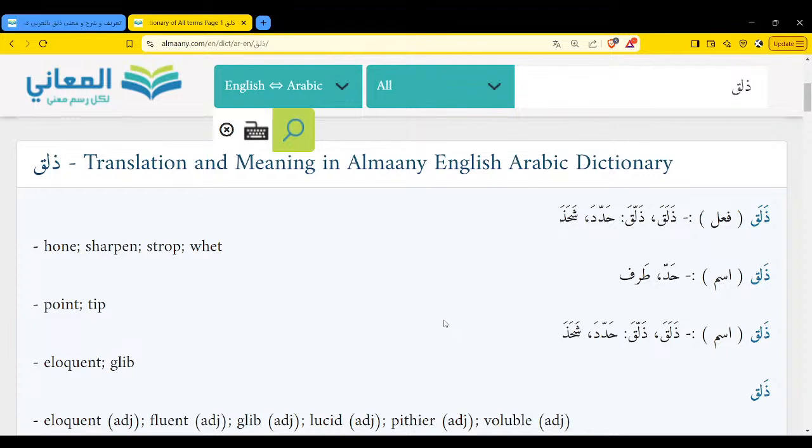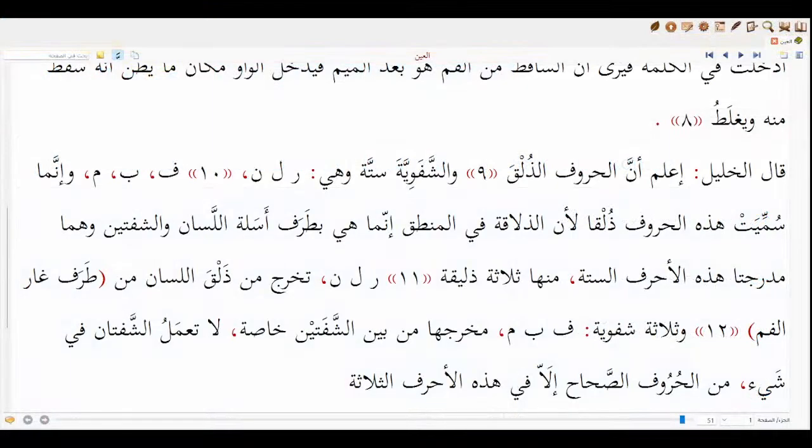It literally means to be sharpened. Dhalaqa means to be sharpened or to be honed. And the tip of the dhalaq means hadd and taraf, the tip of the tongue. So the letters which are spoken from the tip of the tongue and from the lips are 6. The ones spoken from the tip of the tongue are ra, lam and nun, and the ones spoken with the lips are fa, ba and mim.